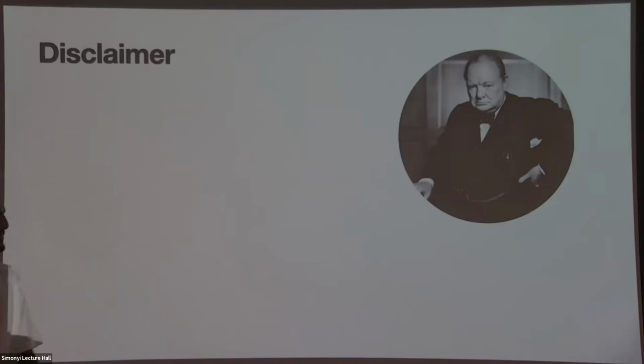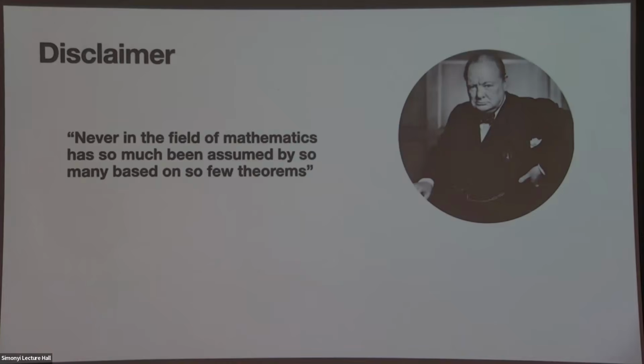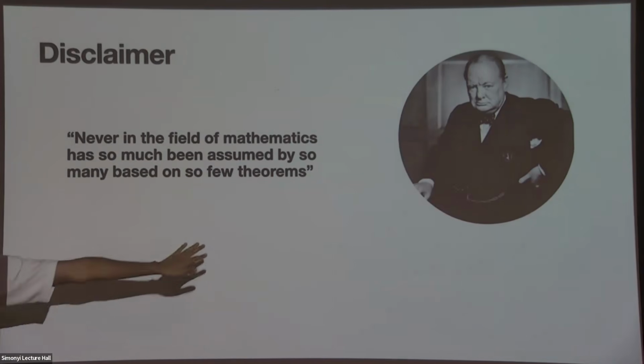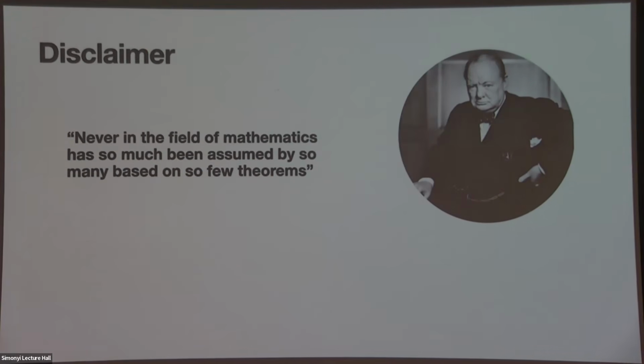Winston Churchill. Great. And what is Winston Churchill famous for? Well, one of the quotes he's famous for is this: "Never in the field of mathematics has so much been assumed by so many based on so few theorems." Cryptography is a field where we really don't know how to prove almost anything unconditionally. Almost all of the objects that I'm going to talk about in this crypto crash course are things we don't know how to prove yet.